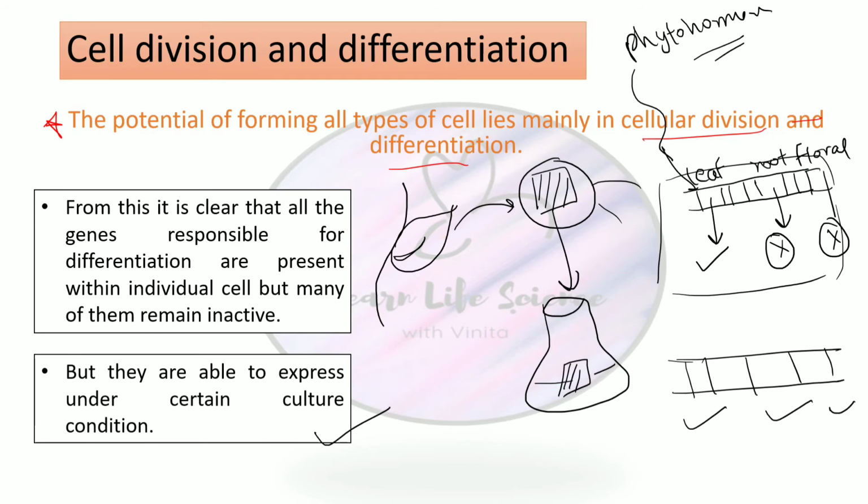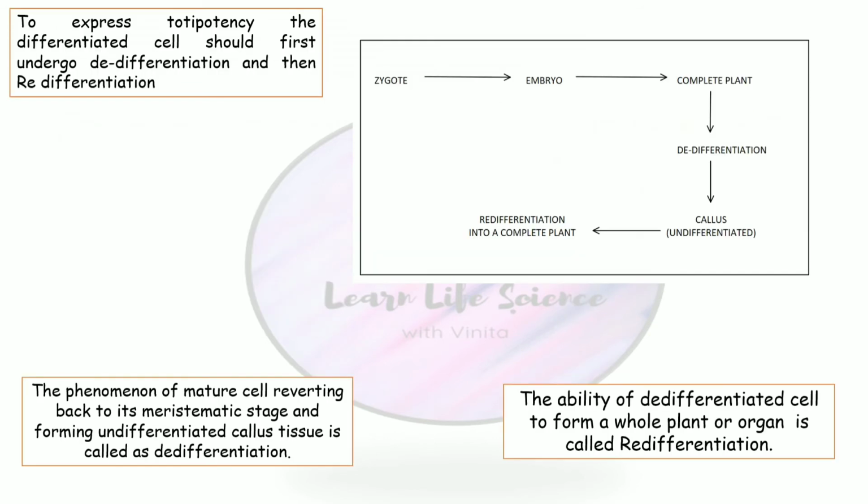Okay, so in simple sense, you are reverting this mature cell to its meristematic state, very similar to the zygote state. Okay, I hope you are very clear with the concept, and if you still have any doubt, you can ask me in the comment section. I will sum up everything in this slide.